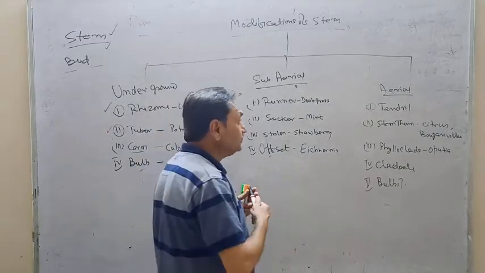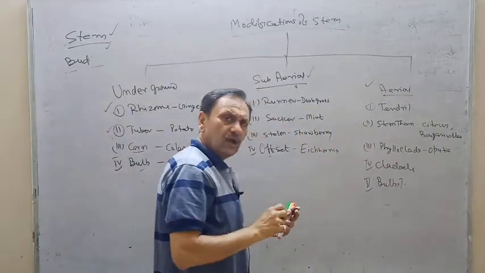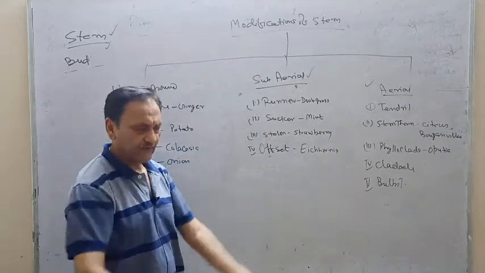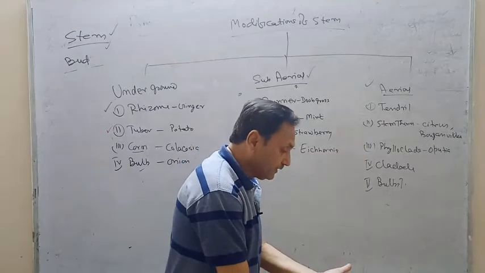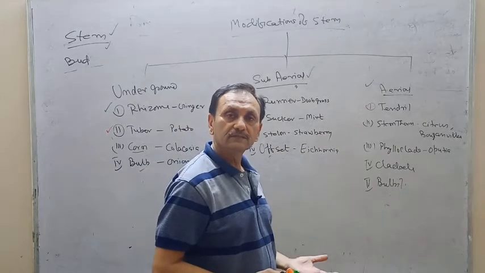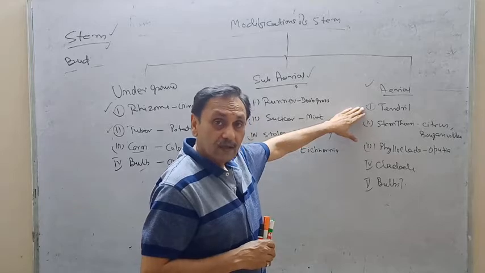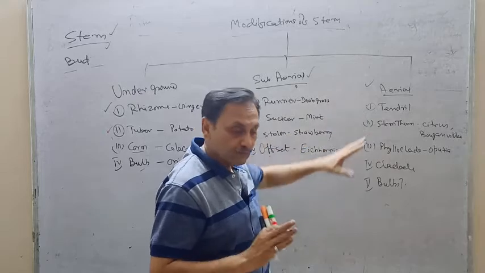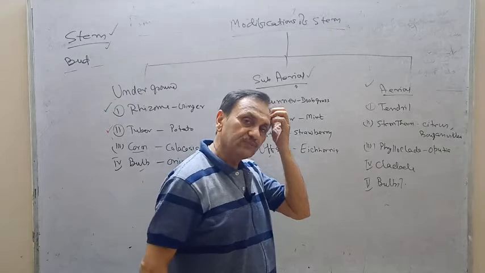Now the third part is called subaerial. Subaerial means mainly on land but with different types of movements. But in this case it has been observed that the stem is modified and erect upon the land. In the case of the tendril, it has been observed that the stems are unable to stand erect on land, but with the help of the stem tendril, they climb on a support to get proper exposure to the sun.